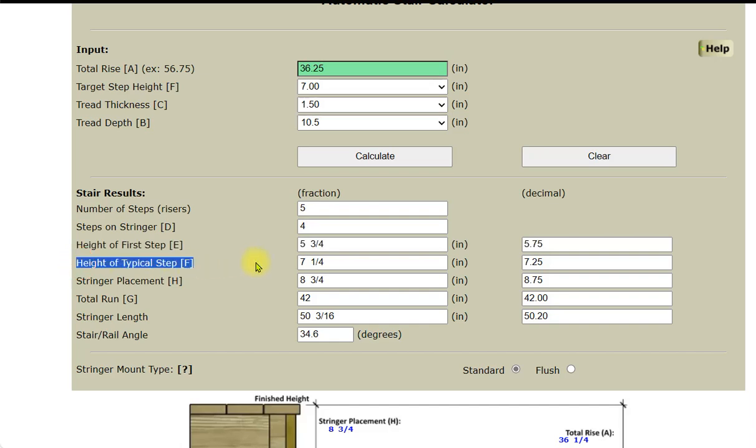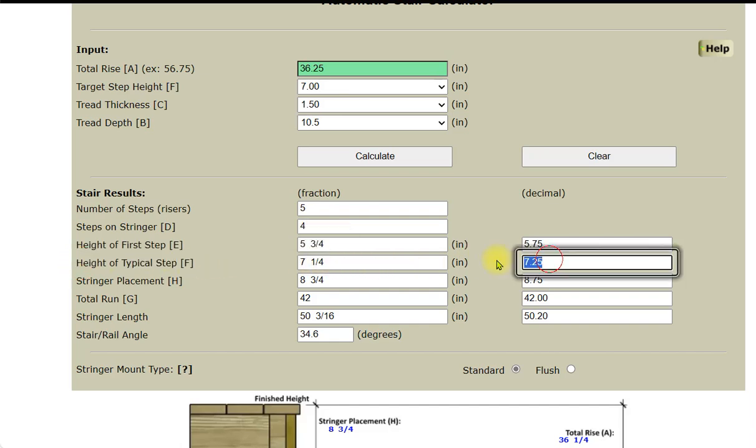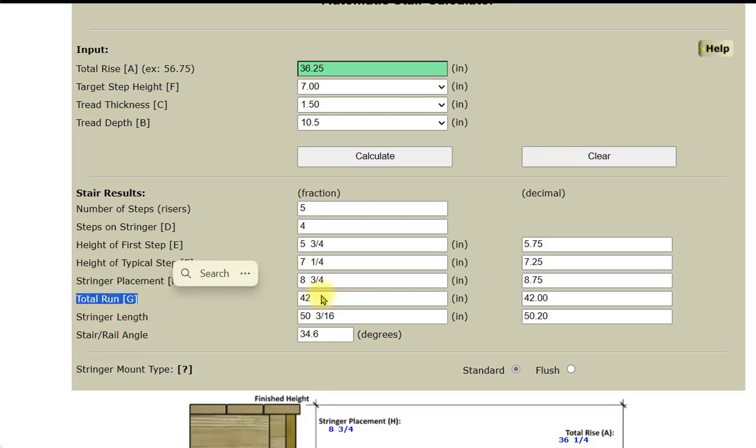Next, let's figure out the step run and total run. If you mount your stringers as shown in the diagrams, where the top step on the stringer is one step below the top landing, the number of treads will always be one less than the number of rises. In our example, we have 4 treads.